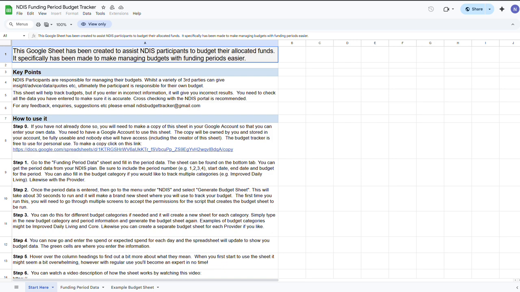What this sheet does is it allows you to enter in your funding period information, and then it will generate for you a spreadsheet which will track specifically your funding for your periods. It allows you to put in both the spend you've already made in the past and any predicted spend in the future, so that you can see if you're going over budget or not.